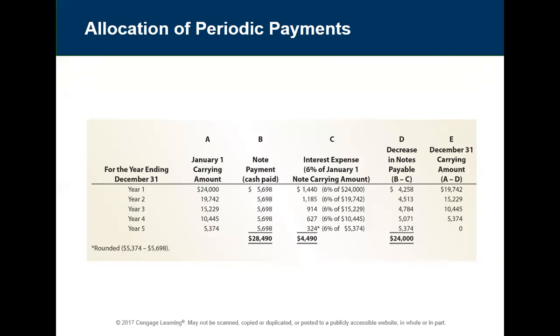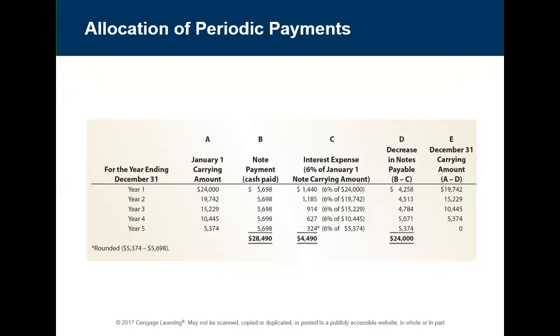And we do the exact same thing. The payment stays the same. We take 6% of the carrying value for the amount owed. We get a new interest expense. Notice it's lower because we owe less. Then we take the payment minus the interest to get the decrease in principal. And then we take the carrying amount minus the decrease in notes payable to get the new carrying amount. This chart's pretty nice because it shows all the calculations. At the end of year 5, you'll notice we no longer owe anything.